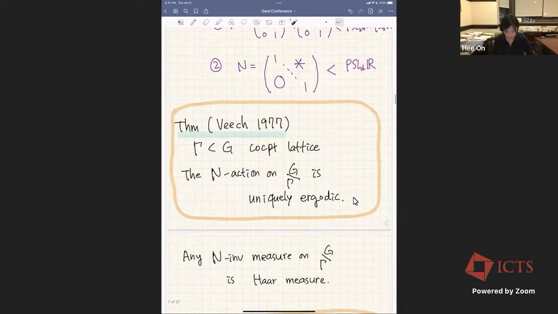In other words, any invariant measure on G mod gamma is, up to a constant multiple, the Haar measure. So Haar measure is the only N-invariant measure on G mod gamma. So this is Vich's work.